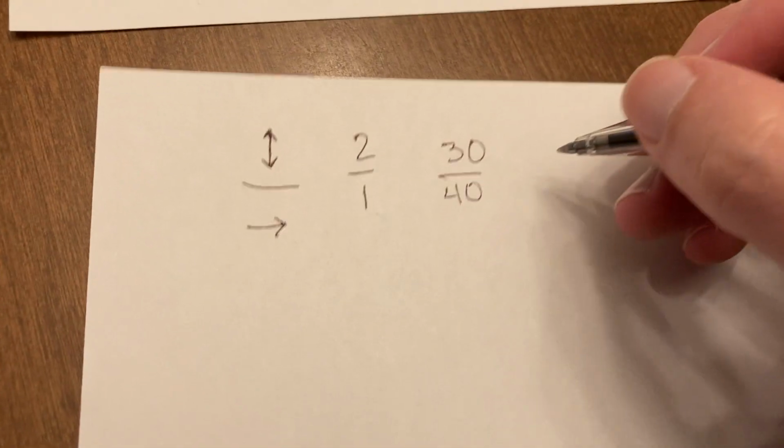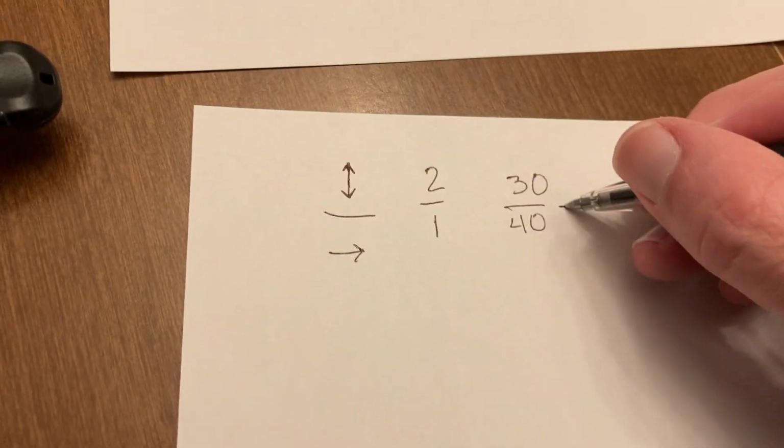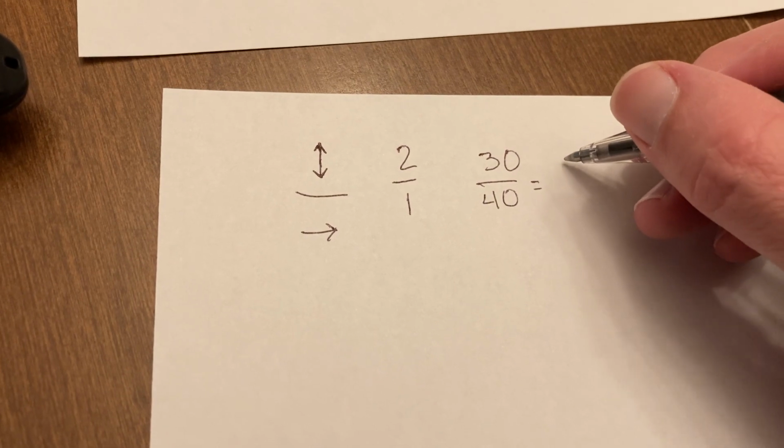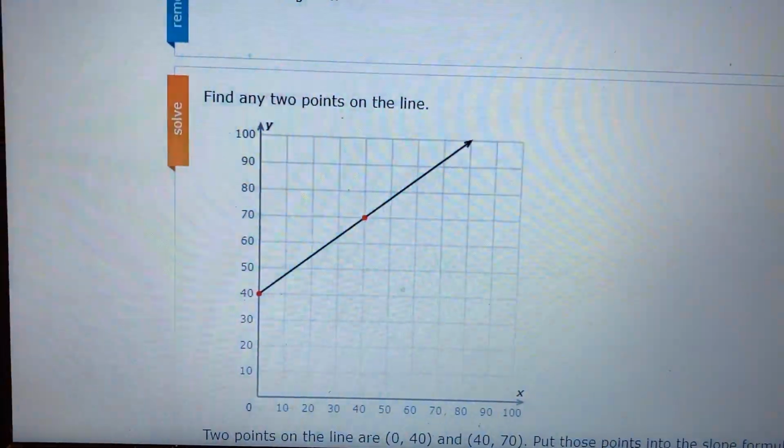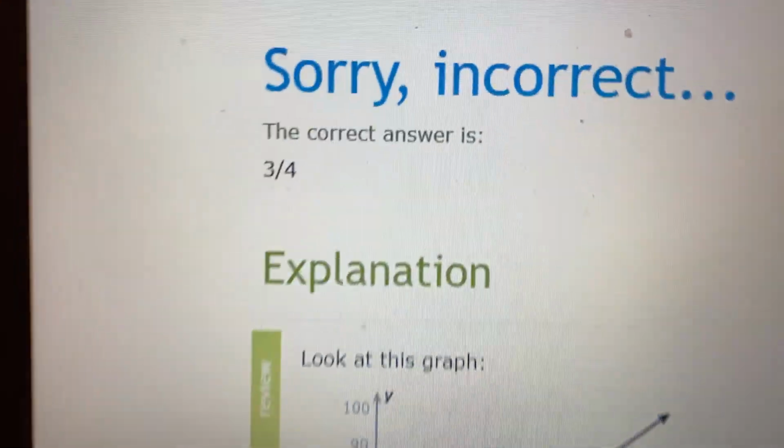But again, I see that I can simplify that. 30 over 40, 10 goes into both of them, 3 over 4. All right, and as you can see, that is the correct answer.